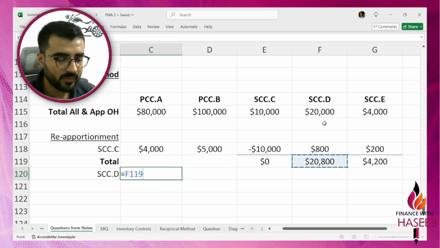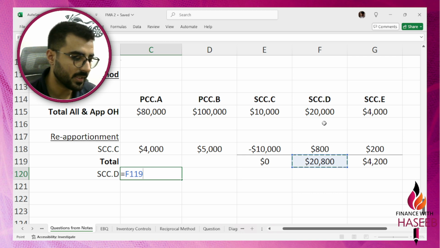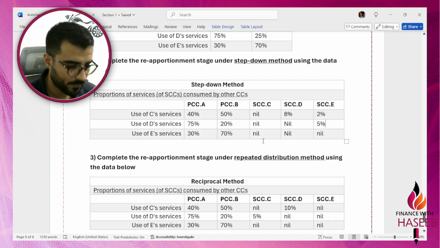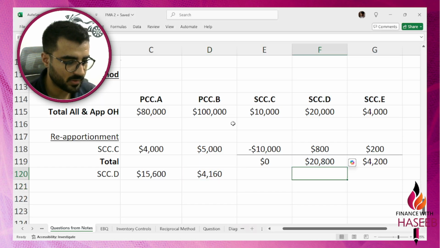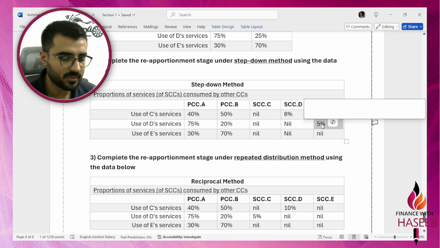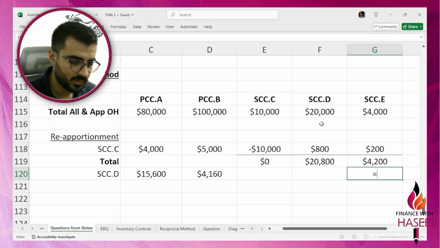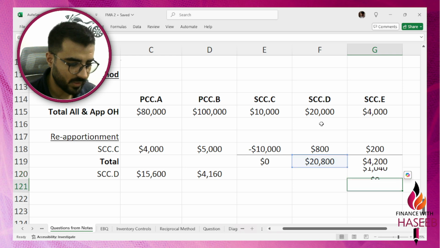which overhead do we have to share? 20,800 multiplied by 75%, which is consumed by production cost center A. So multiply by 75% equals to this, multiplied by how much? 20% is consumed by production cost center B, and 5% is consumed by service cost center E. So 20,800 multiplied by 5%.